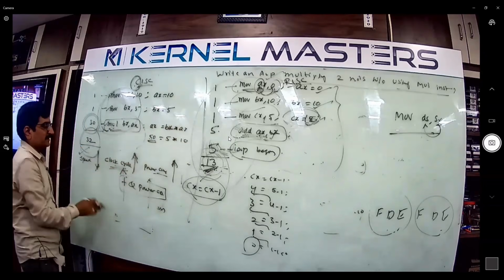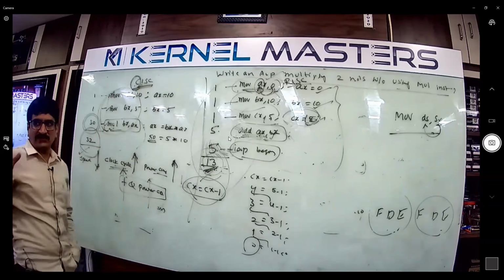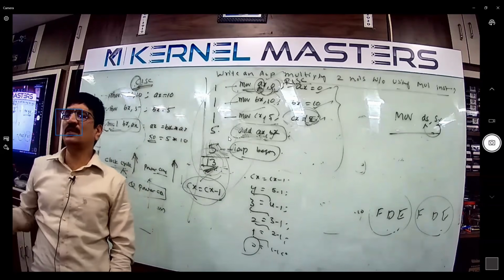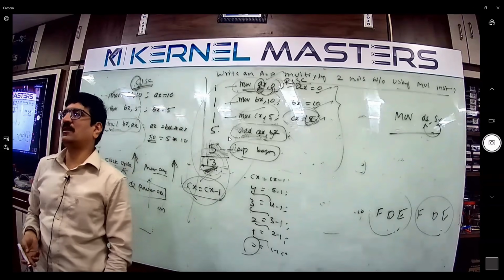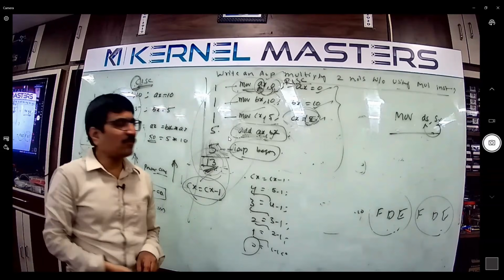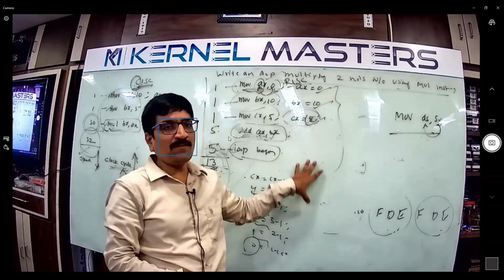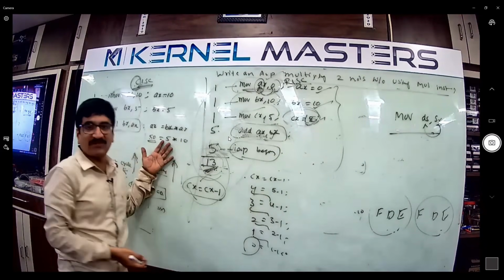In the CISC architecture, how many instructions are there? Many instructions, so many addressing modes. 8085 alone has 71 instructions. In the RISC architecture, there are only a few instructions and a few addressing modes. Here there are more instructions, and one more drawback also.